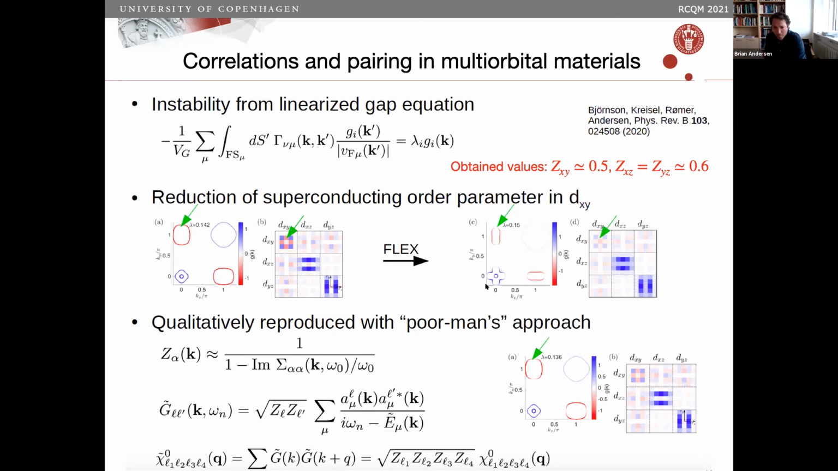Of course, it will be very nice in future studies to correct some of the problems in this FLEX approach, and hopefully we'll see that this holds true for more rigorous methods.